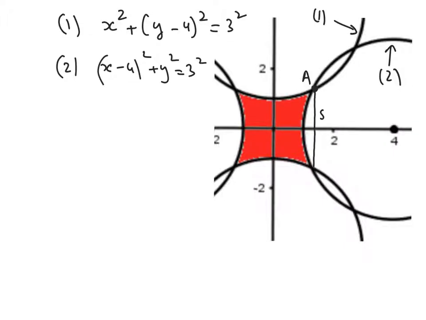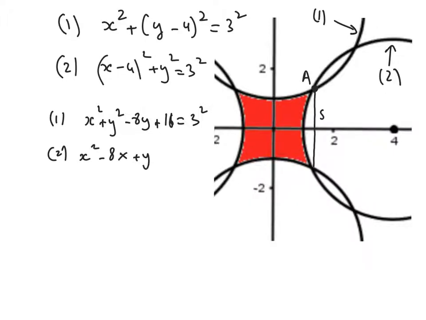Now, this circle, number 2, has a center at the point (4, 0). For the intersection, we first expand 1 and 2. So 1 can be written as x squared plus y squared minus 8y plus 16 equals 3 squared. Number 2, when expanded, becomes x squared minus 8x plus 4 squared plus y squared equals 3 squared. Now we subtract the 2 equations to end up with minus 8y plus 8x equals 0, which gives y equals x.